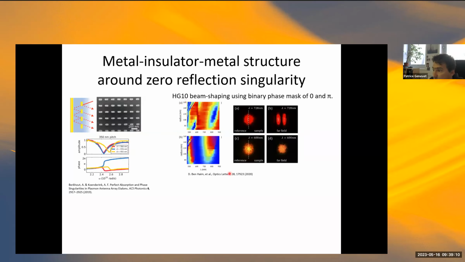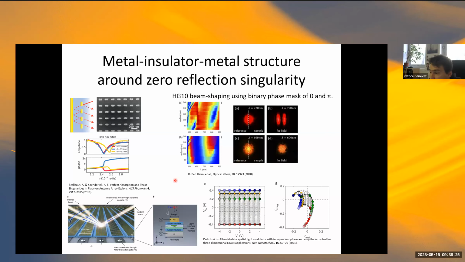This has been used also by one of my good friends, Talel and Bogen here, where they have been using again these metal insulator metals. You see the zeros here of the reflection coefficient, and you start to see again the phase, and they use it for wavefront engineering. In fact, it's used all the time, in all designs of metasurface.